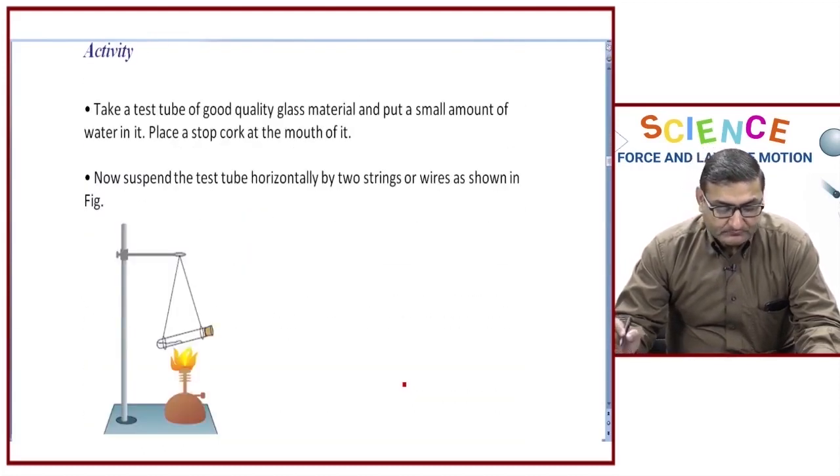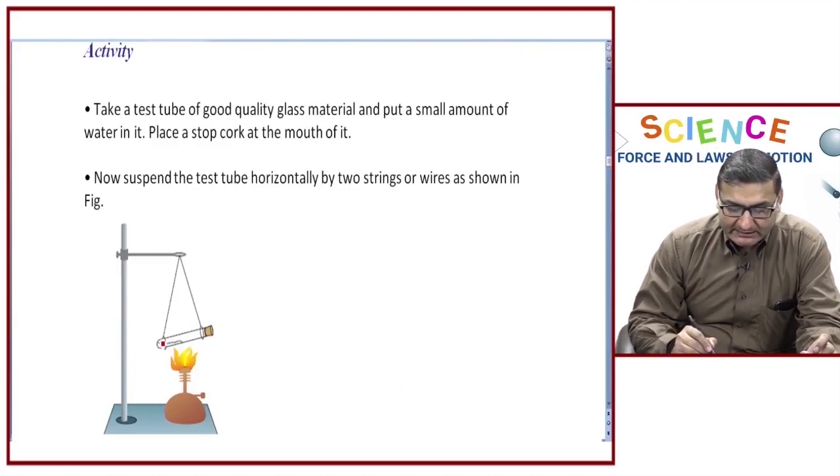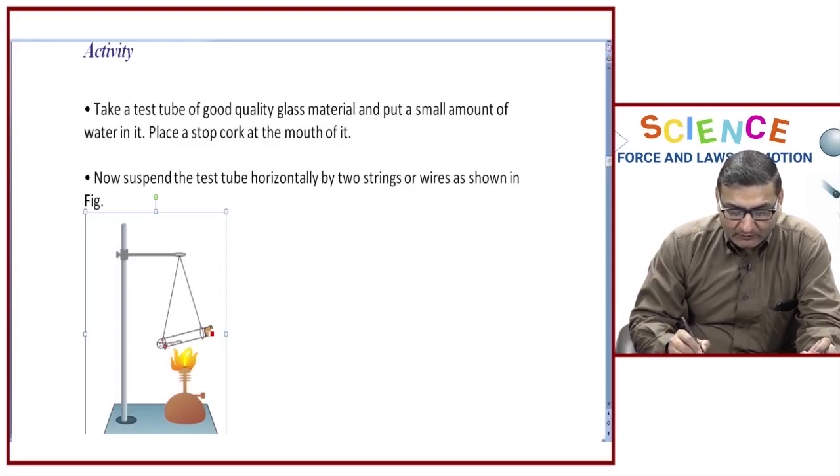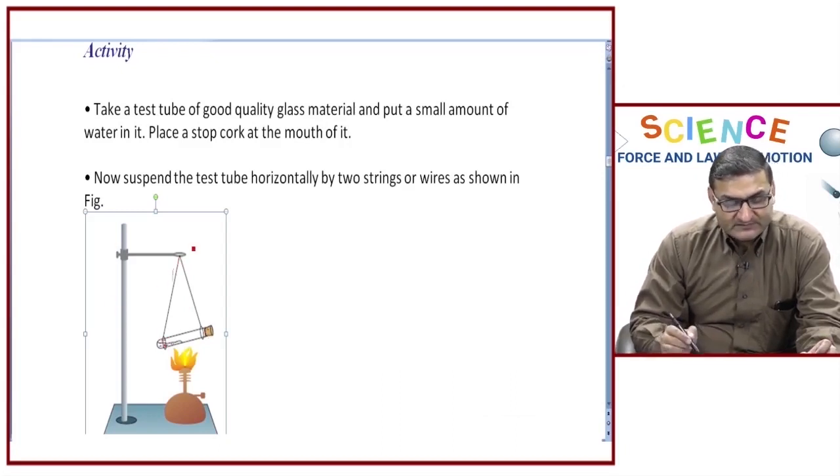Another activity: we'll take a test tube of good quality glass material. We'll put some water into it. Then we'll put a cork, a stopcock, at the mouth of it, and we'll tie it like this in a stand with two strings. Now start heating this test tube.